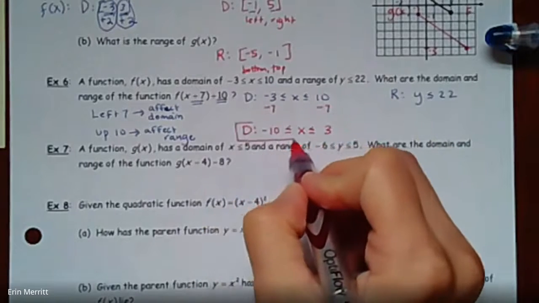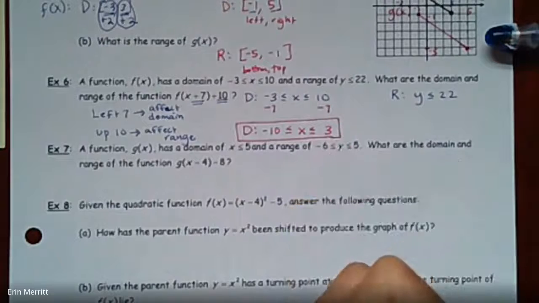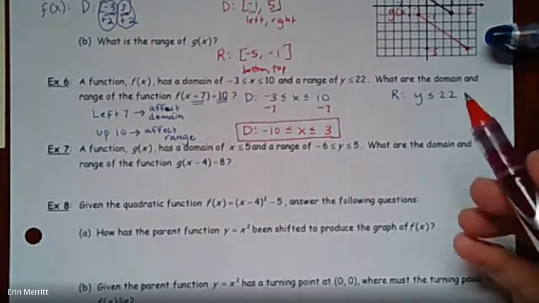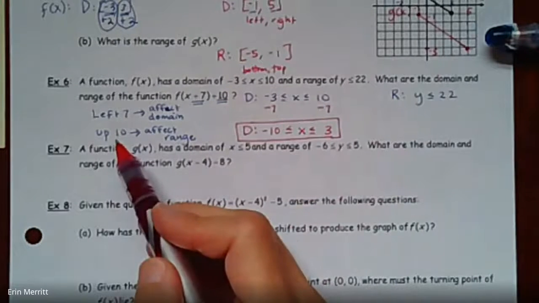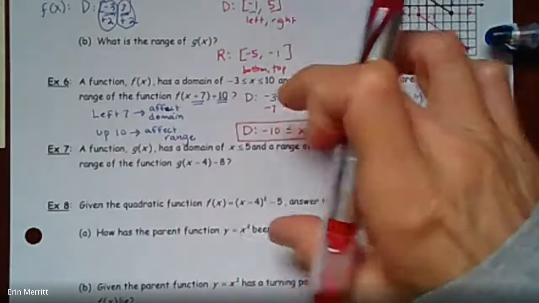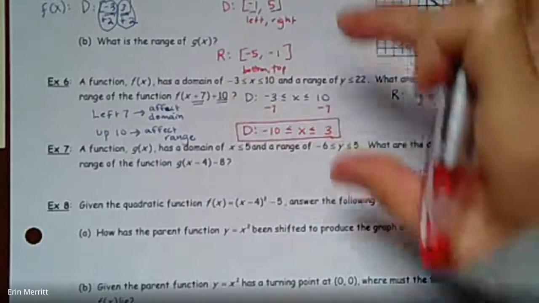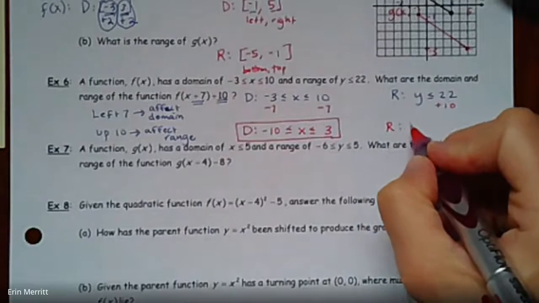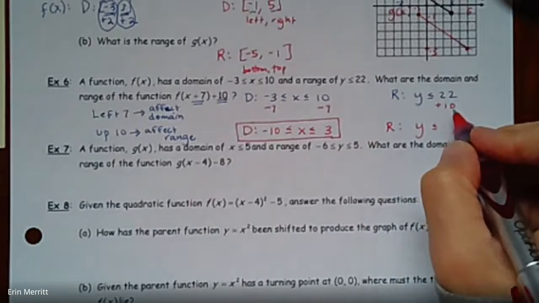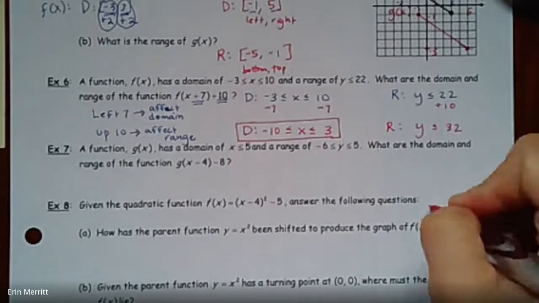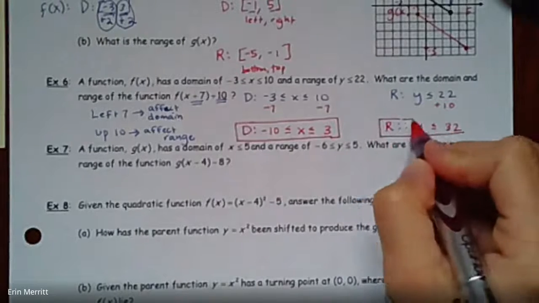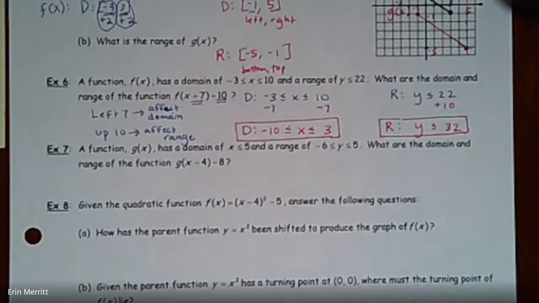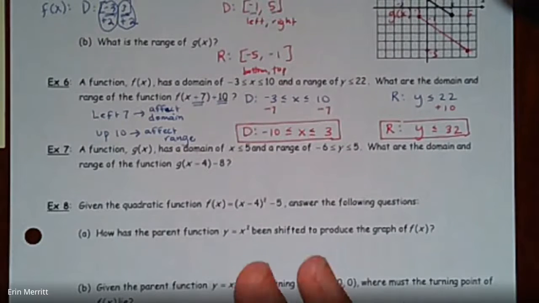That should be my new domain. Play the same game with the range. If I take the graph and I shift every point up 10 units, that means I'm essentially going to take that graph and shift it up. I'm going to be adding 10 to the range. So if I add 10, my new range would be y is everything less than or equal to 32. So you have to kind of picture that you could see this graph in front of you, move it over, shift it up. Now what values does it fall between?